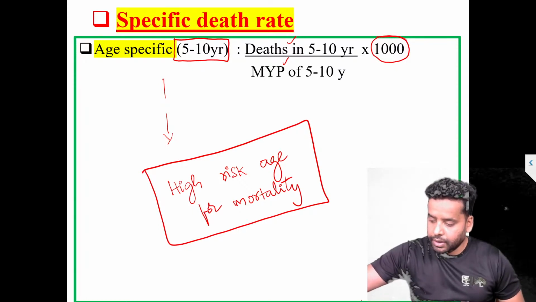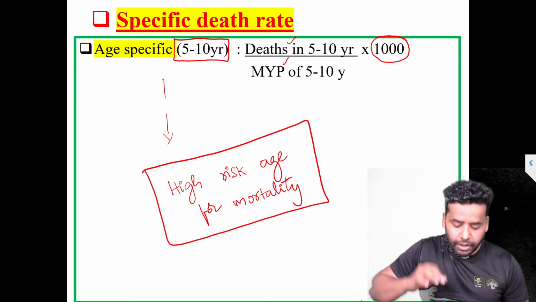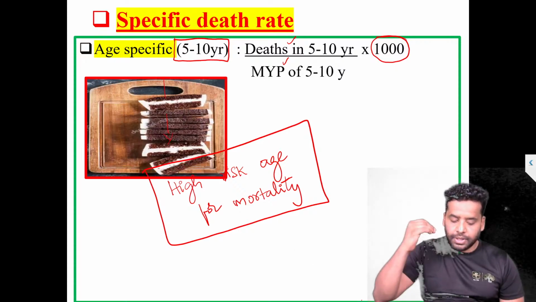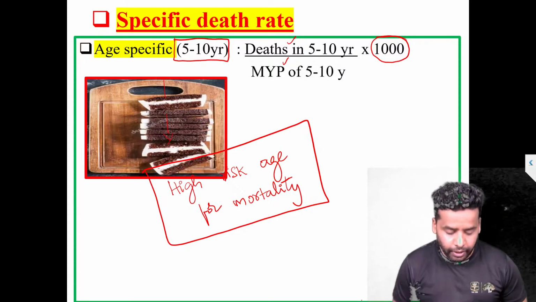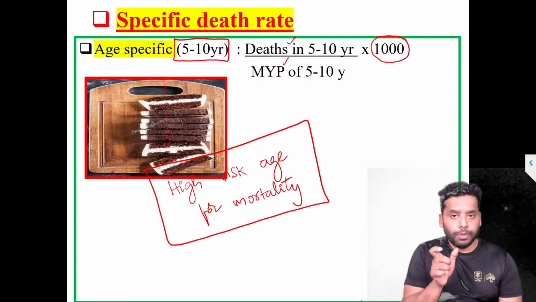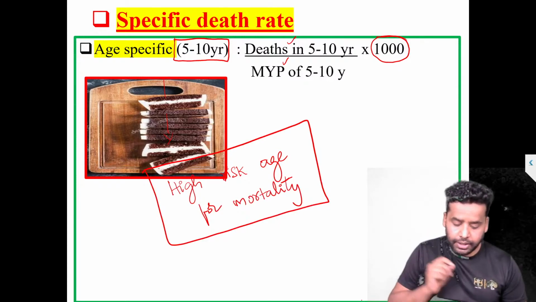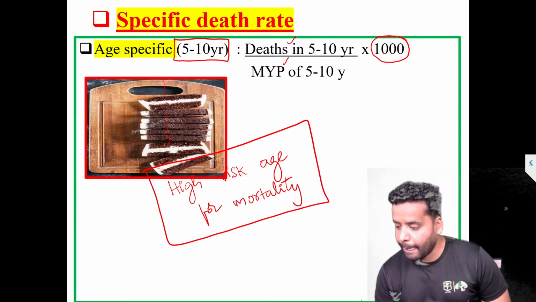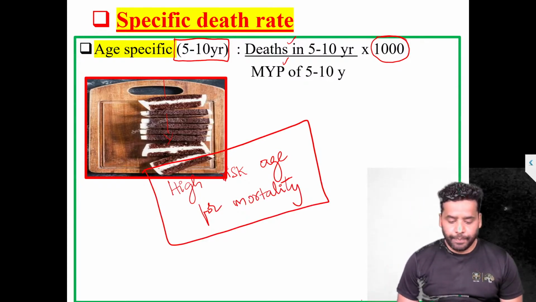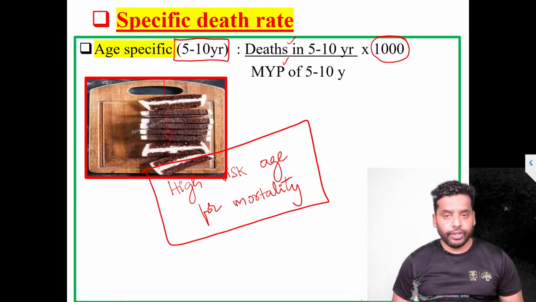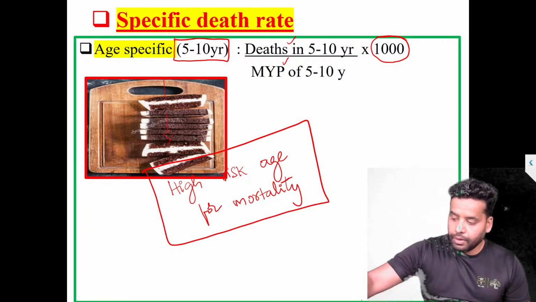Means you are cutting the whole cake into so many pieces. Which age group is having more risk of death you are estimating? Every age group will be telling the risk of death in that age group. Write down this point. High risk age for mortality. What indicator is used? Answer is age specific death rate.